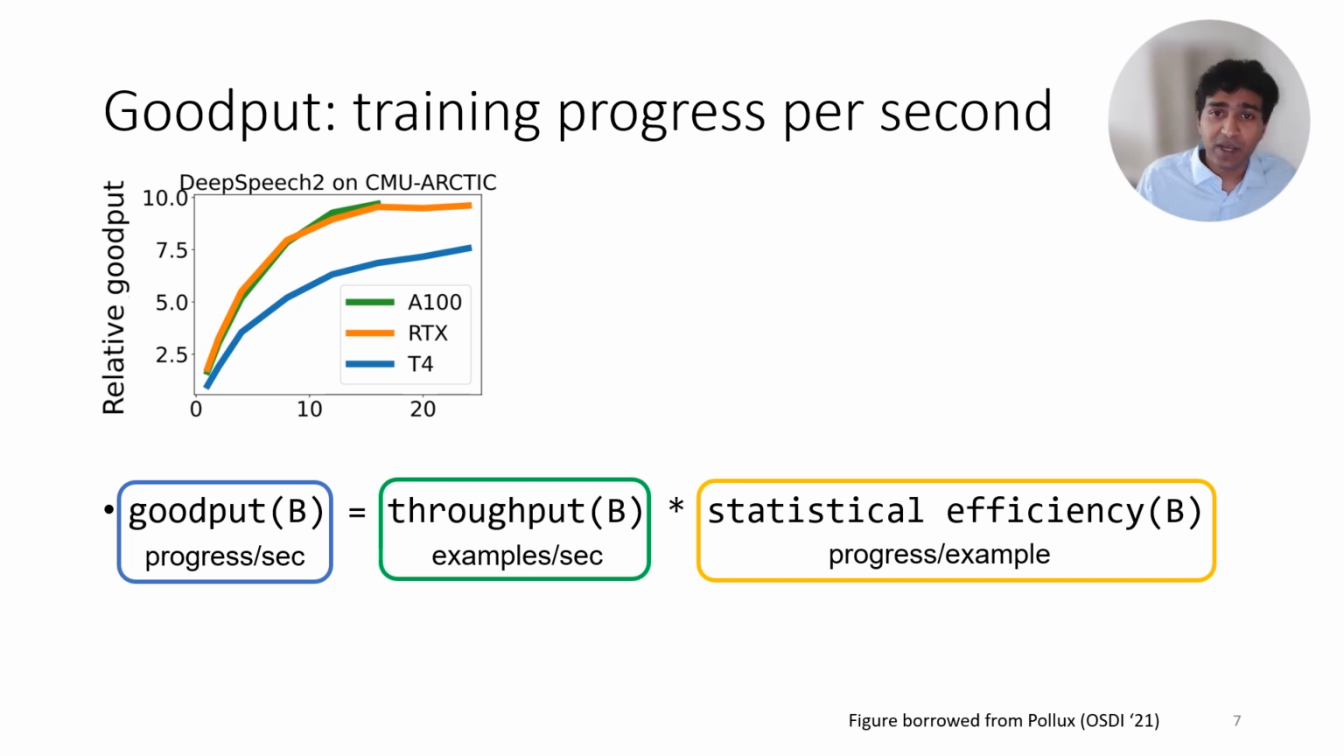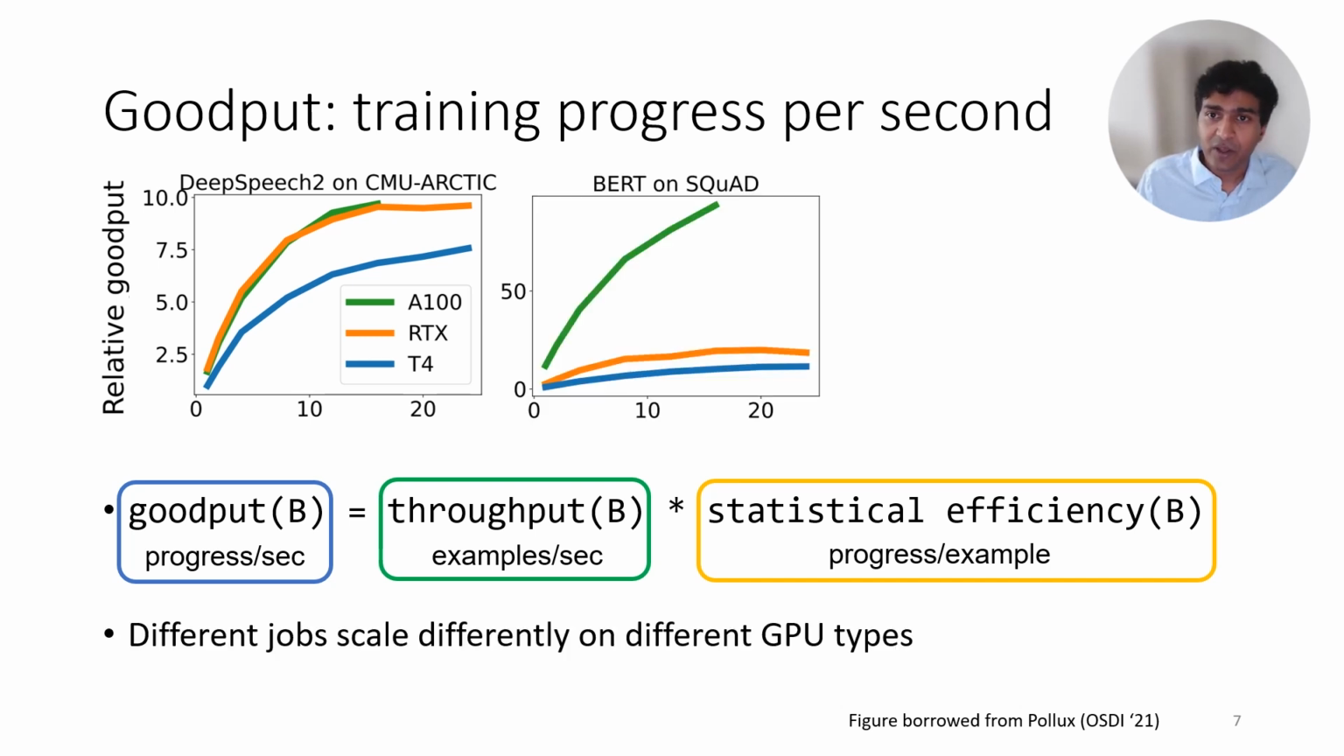Other models may, however, show a different scaling behavior. Consider this plot in the center. This shows the goodput curves for a job fine-tuning the BERT model on a SQuAD dataset. Running this model on the A100 GPUs gives us significantly more goodput per GPU compared to the RTX and T4 GPU types. So, if you run a mix of these two model types in a cluster with these three GPU types, we would want the BERT jobs to run on the A100 GPU types as much as possible for best efficiency and run the Deep Speech 2 models on the RTX GPUs as we can get equivalent performance as A100s.